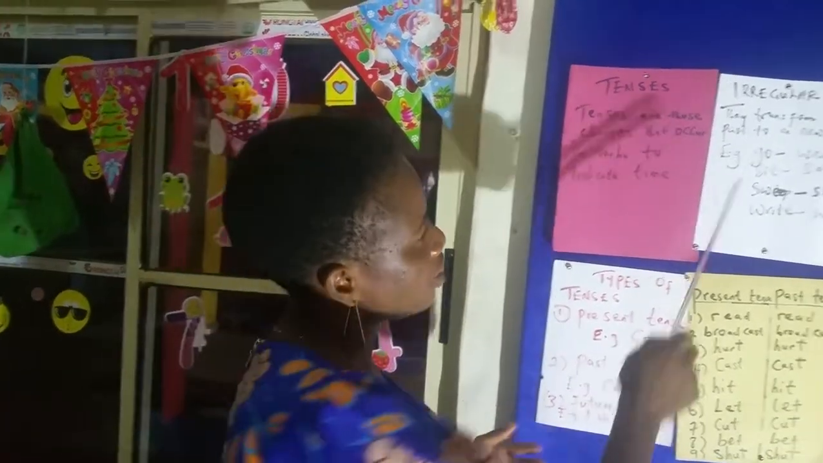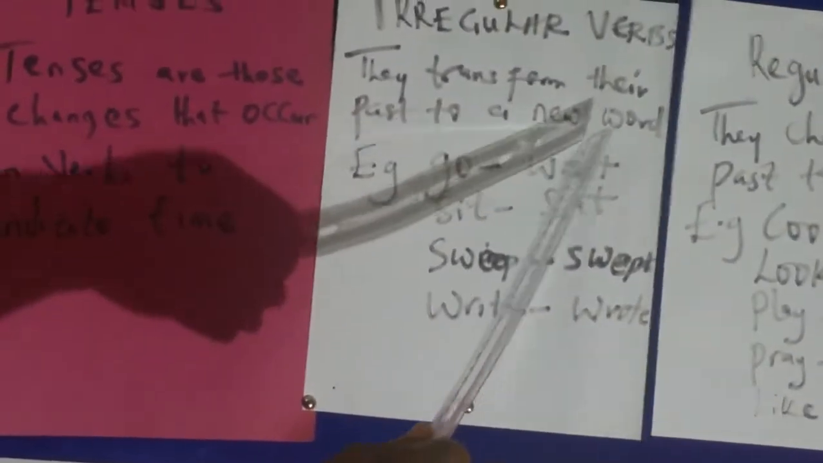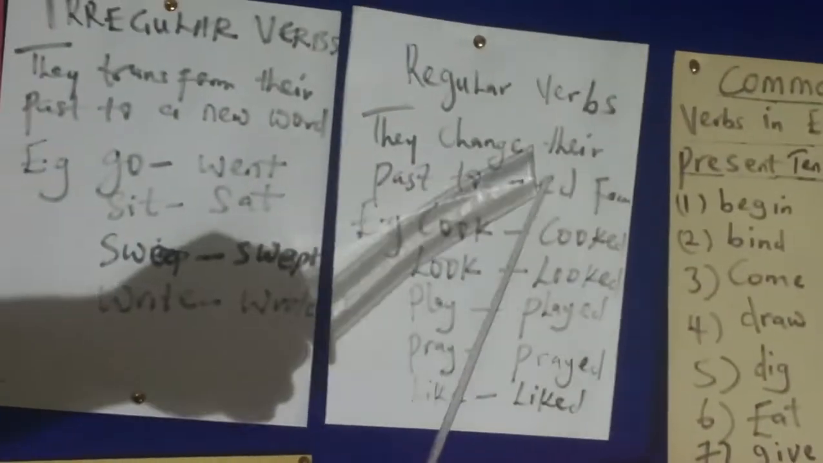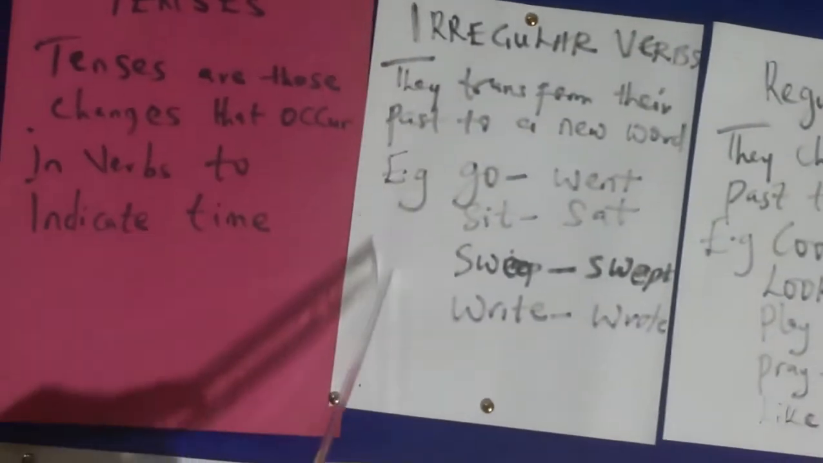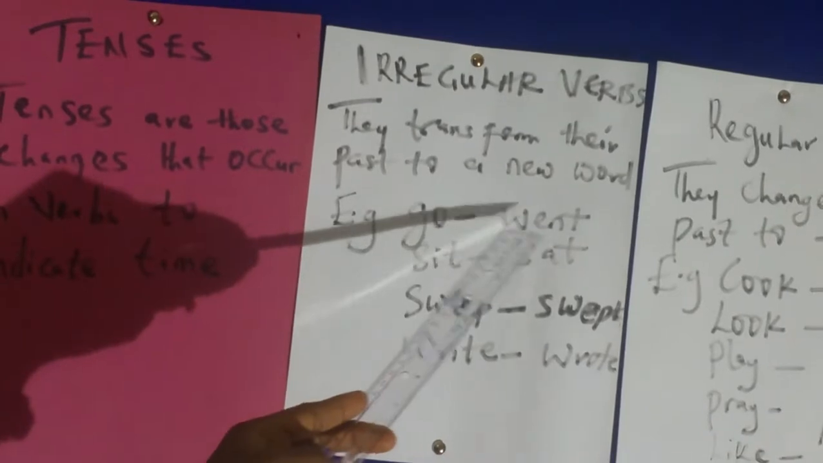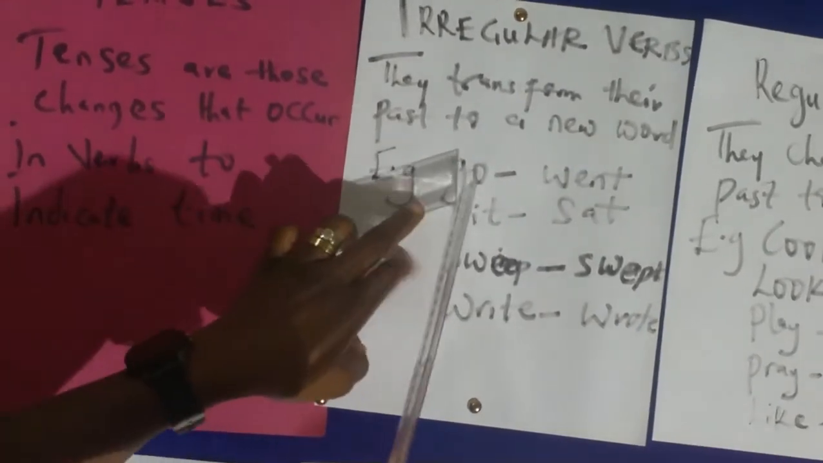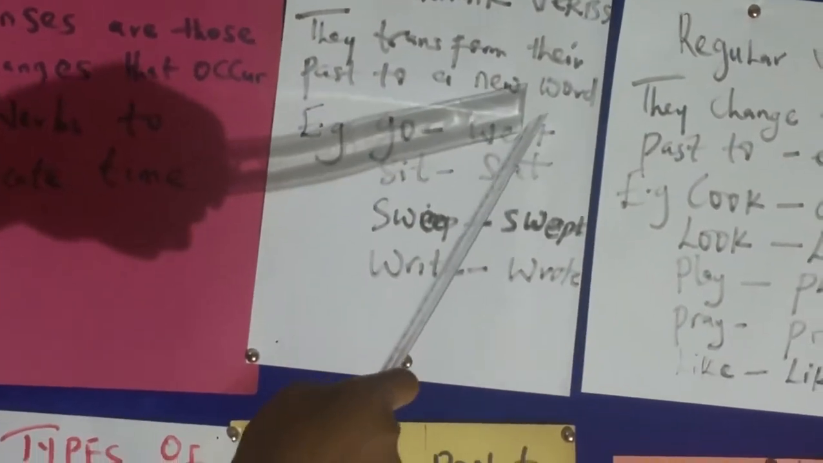So now we are going to look at irregular and regular verbs. In English, irregular verbs transform their past to a new word, while regular verbs transform their past to ed form. Look at the examples of irregular verbs. Here we have go. The past tense of go is went. As you can see, go is a new word. Here we have went. Went is also a new word.